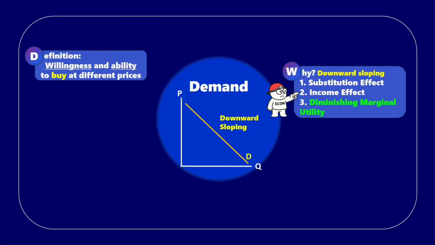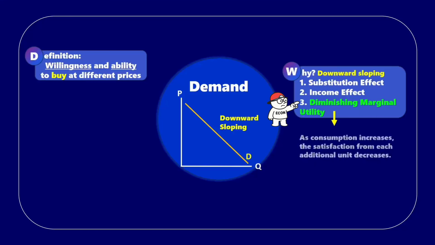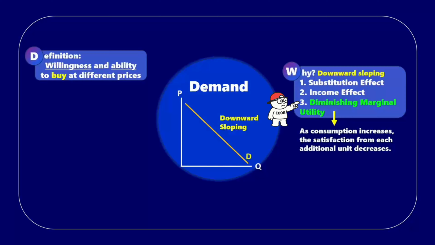And third, it's the law of diminishing marginal utility. And this one's important. As consumption increases, the satisfaction from each additional unit decreases. Let's say it's 3 a.m. and you're very thirsty in the middle of the night, and you go and get a cup of water. That first cup of water, your satisfaction is at peak. But when you take another cup of water, it's not as good. And eventually, you get super full and you hate the thought of drinking another cup.